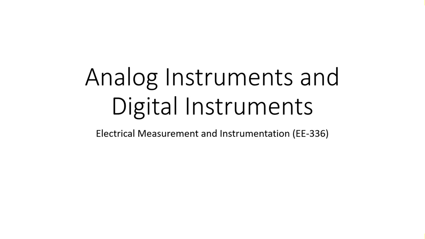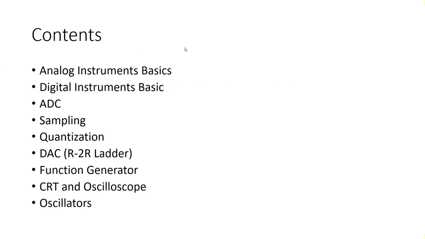So far we have already studied many analog instruments, some of which include bridges, multimeters, ohmmeter, voltmeter, ammeter, and the integrating instruments such as the power and energy meters. In this lecture we will be studying the classification of those instruments as well as some other instruments like the CRT, cathode ray tube, the oscilloscopes and oscillators, etc.